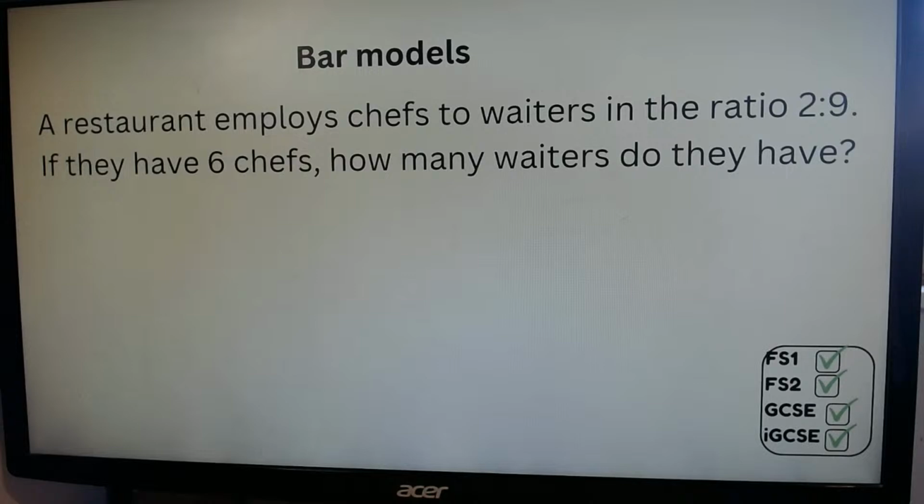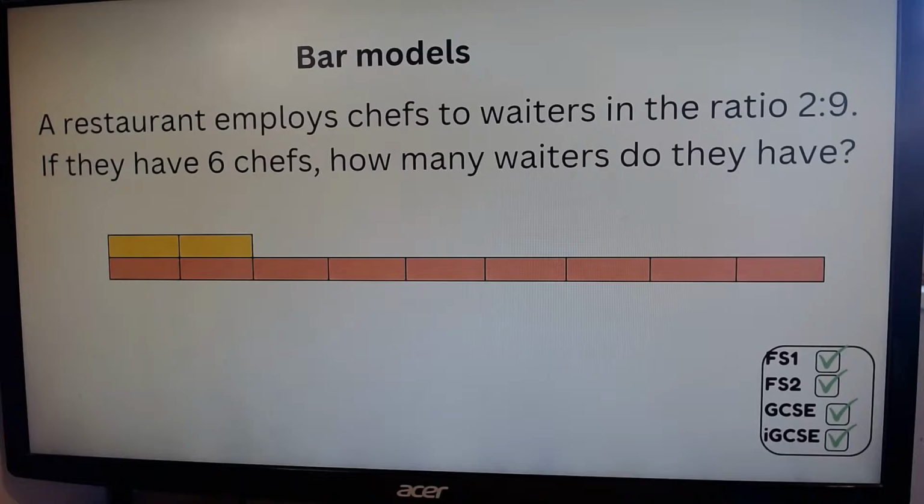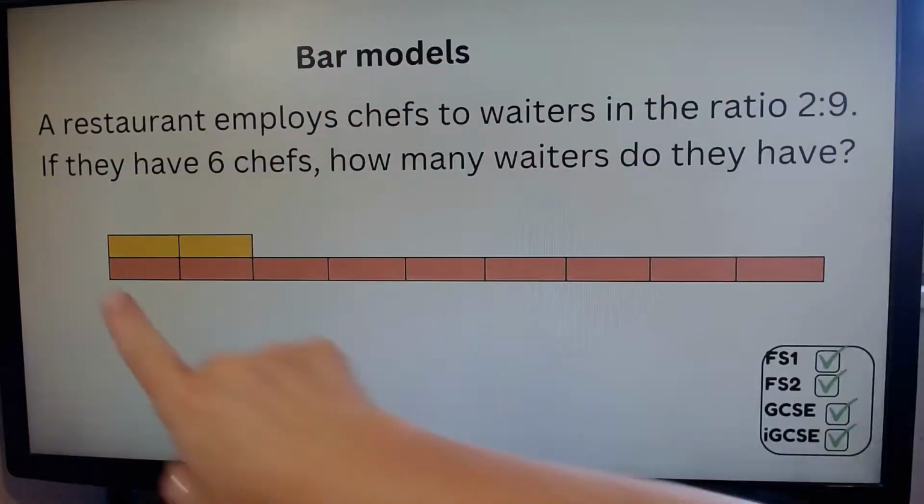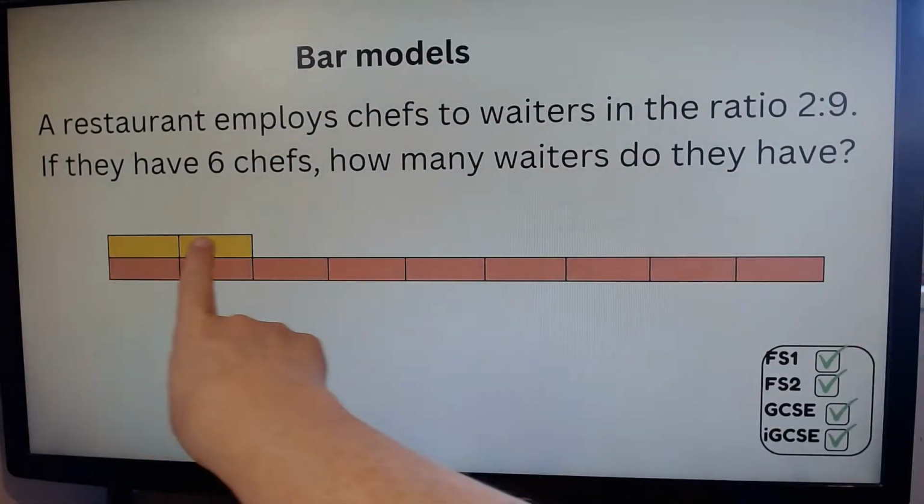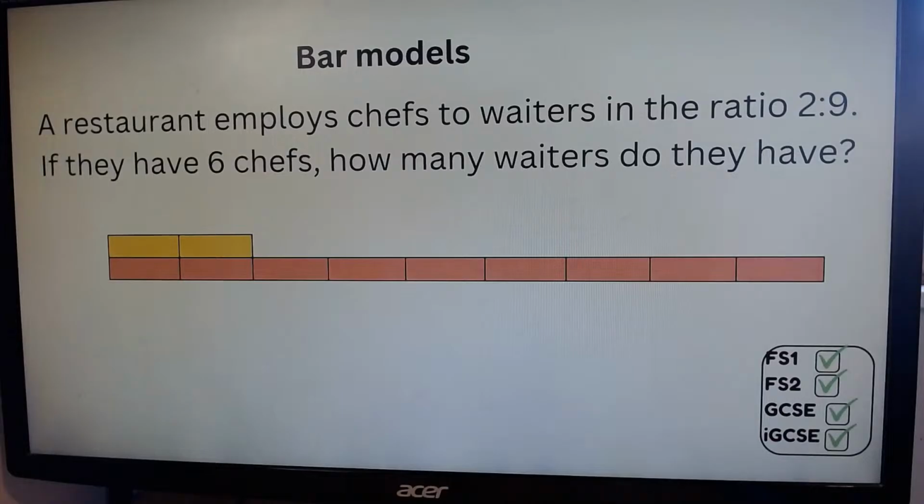Now, there is a couple of different ways to do this. You can absolutely do it without bar models, but I want to introduce you to this. This is a picture here where I'm representing this information as a bar model. Before we talk you through it, just have a little look and see if you can see any links between the worded question and the picture that I've put on the screen, the orange bars and the pinky red bars.